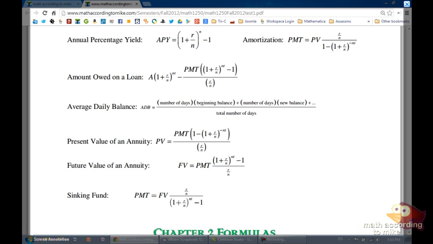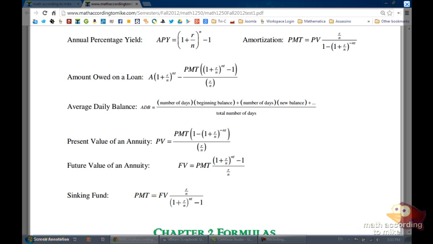Amount owed on a loan, that's pretty self-explanatory. So this is typically going to be used when you're refinancing your house. Let's suppose you're 10 years into paying off your house, and then you're like, oh, here's a better deal, I'm going to refi. Well, part of the refi process is you need to know how much you still owe on your current amount. And that's what this formula is for, amount owed on a loan.